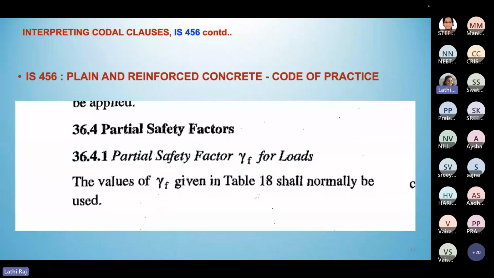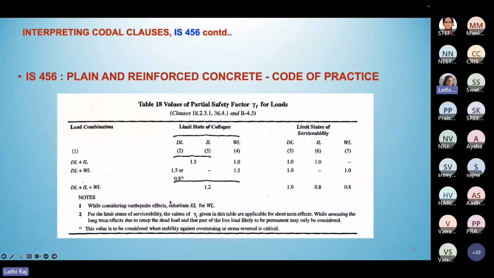Now coming back to our IS 456, the partial safety factors. The partial safety factor for loads is given in table 18. So these are the partial safety factors. This we use only in the limit state of collapse when you design by limit state. So these are the load factors you have to take for the design loads.